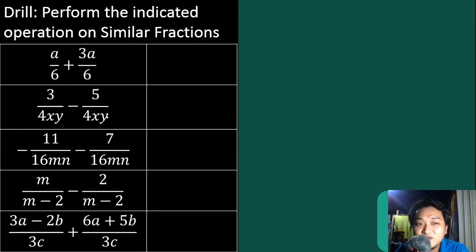Ito 4xy, 16mn, m-2, and 3c. So, ganun lang naman pala. Pareho pala yung kanilang denominators. All we have to do is to copy their denominators, diba? So, we're going to copy their denominator for this first example, that is 6. And then we are going to add their numerator, that is a plus 3a. That is also the same as a plus 3a is 4a over 6.